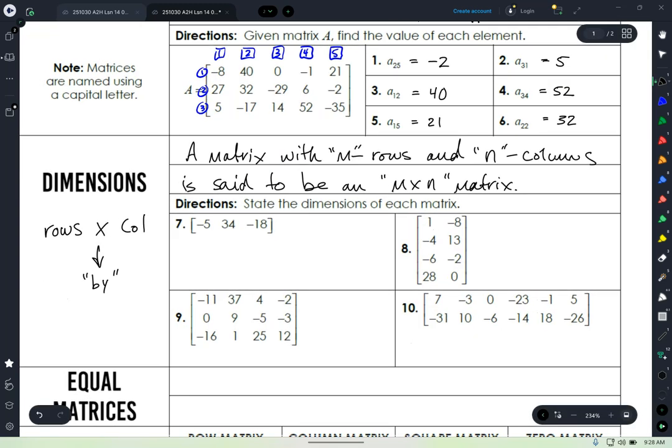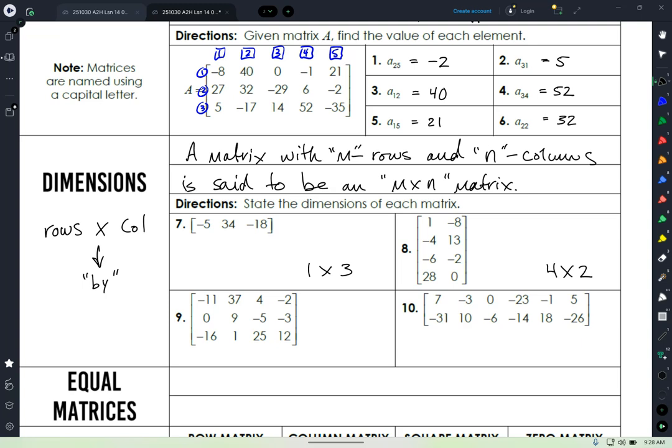Okay, so let's talk about number 7. What are the dimensions of number 7? Yeah, this is a 1 by 3 matrix. It is 1 row by 1, 2, 3 columns. It's a 1 by 3 matrix. I understand. Okay. All right. How about number 8 here? What are the dimensions of number 8? Okay. This is a 4 by 2 matrix.